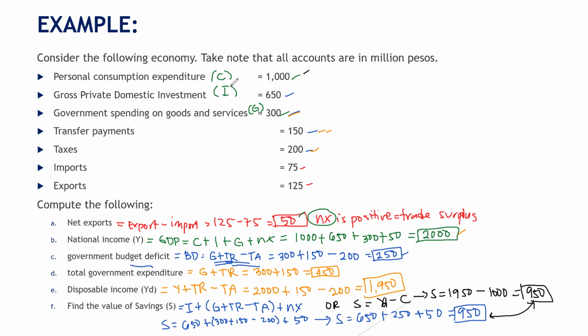So I hope that you learned something about the national income identity in a simple economy, and even in considering the other sectors like the government and the foreign trade sectors. So I hope you learned from this lesson, and that concludes my topic today. So once again, a pleasant day to everyone.